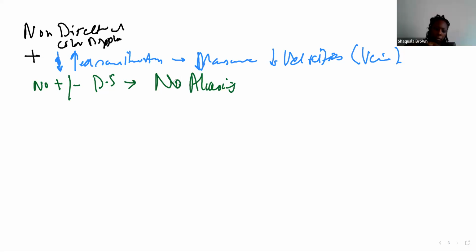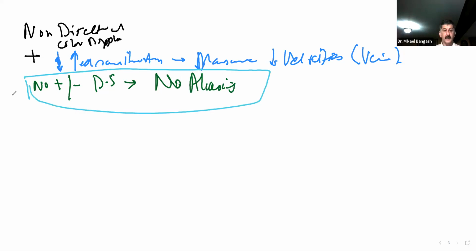Right, okay. So this one here is a major one. Please, please, please make sure that you remember this one here. Mainly because power Doppler is just a non-directional color Doppler, so there will be no aliasing. Because what was it that we said aliasing was?